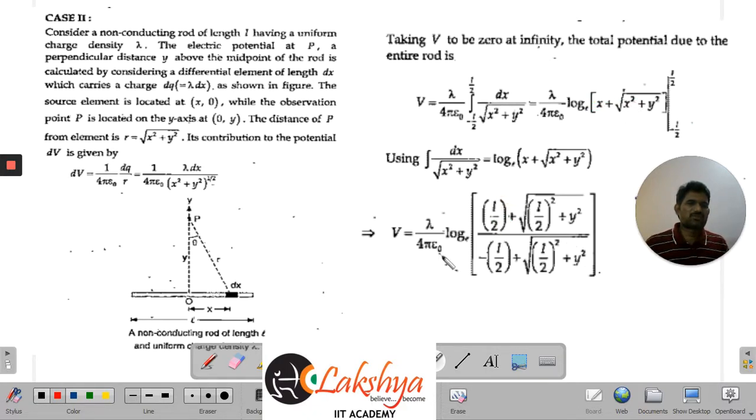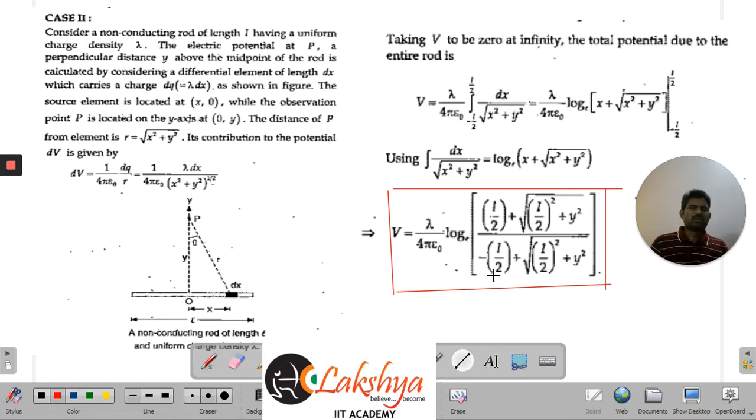Then if you substitute these expressions, you will get lambda by 4 pi epsilon naught into log base e of L by 2 plus under root of L by 2 whole square plus y square, minus L by 2 plus under root of L by 2 whole square plus y square. So that is now the expression for potential due to this finite line of charge at some symmetrical point, that means at some equatorial point. So this is the expression for the potential due to this finite length at some equatorial point. That is about the line of charge in the different cases.